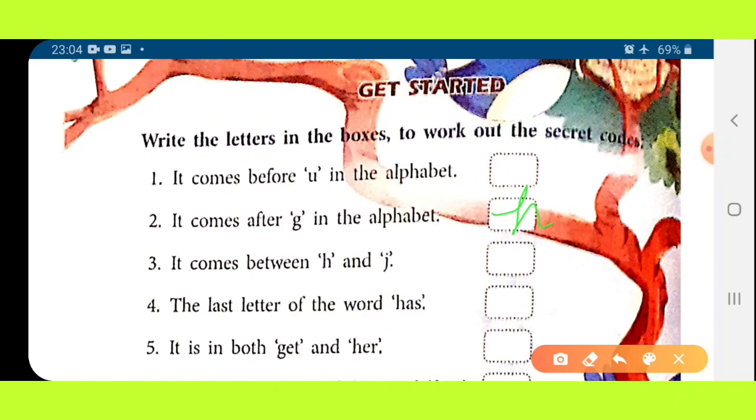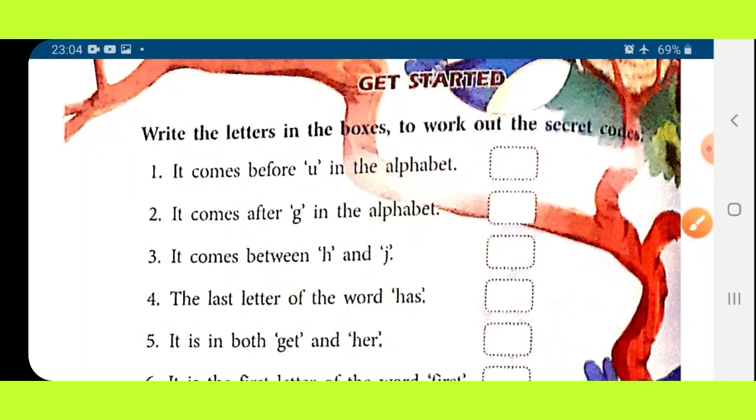Now the third question. I hope all are enjoying the game. Yes, the third question is, it comes between H and J. Tell me fast, what comes between H and J? Very good. H, then I, then J. Then the right answer is I. Between means बीच में. H और J के बीच में कौन सा लेटर आता है अल्फ़ाबेट में? Yes, and the answer is I.